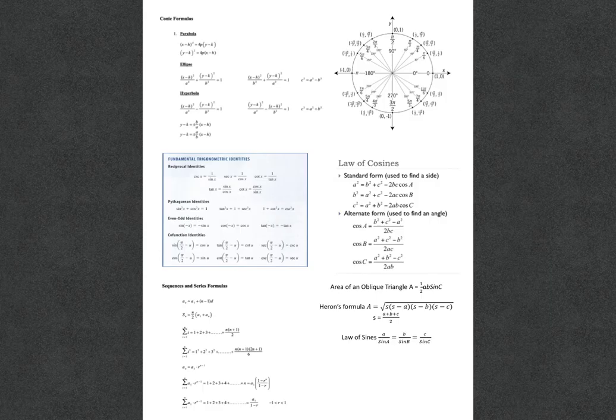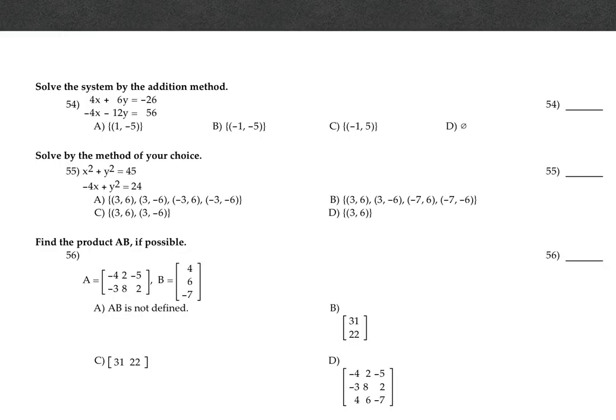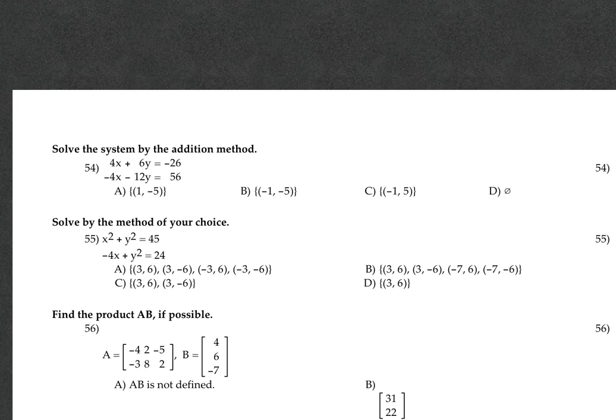This is what your reference sheet looks like that you'll be given. That top left is the conic stuff, and then you've got your unit circle, and then your fundamental trig stuff, and then the law of cosines, the sequences and series formulas, and the area of the oblique triangle, and then Heron's formula and law of sines. So this is what we'll give you. I can actually put the PDF right on the review assignment if that's easier. And then I would say while you're reviewing, use this so you know where things are, so they're easy to find when you're not searching for things. So this is part 2.